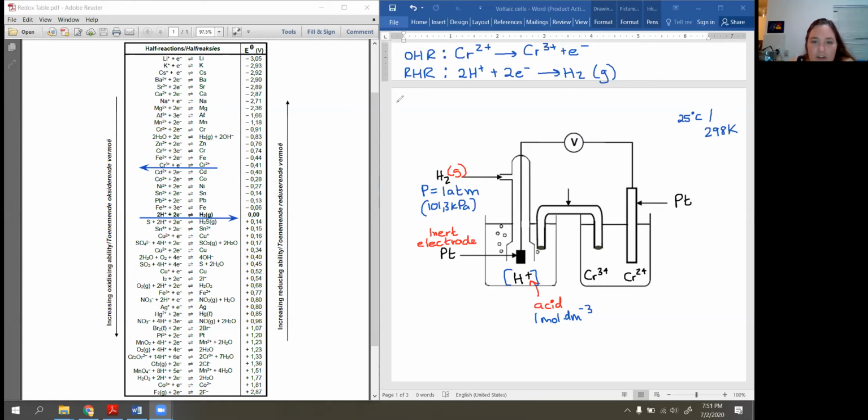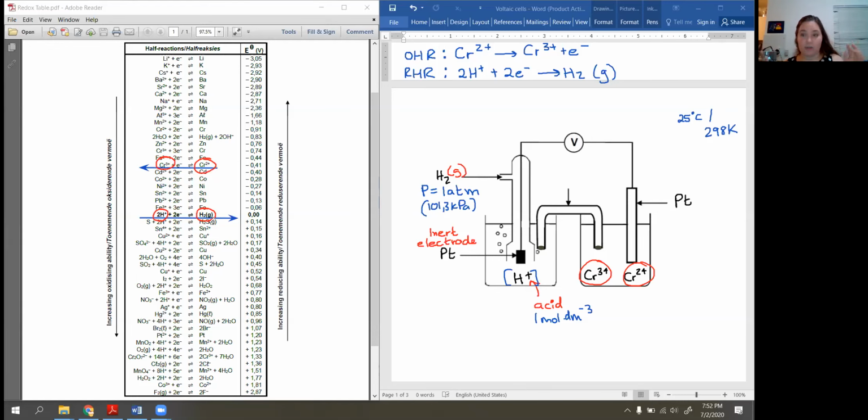Okay, so Rebecca, sorry, how did I determine my OHR and my RHR? I went here and I saw chromium 2 plus and chromium 3 plus. So there's the 2 plus and there's the 3 plus. I circled both of them. Then I went and found my H plus and my H2. My platinum in this case is not part of the reaction. It's an inert electrode. So I circle the H plus and the H2.